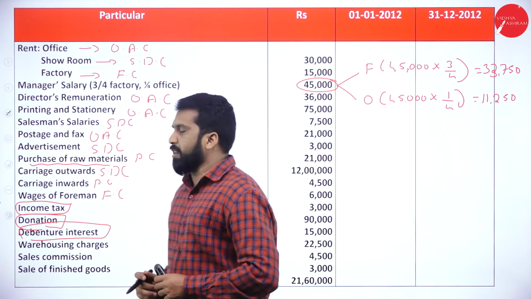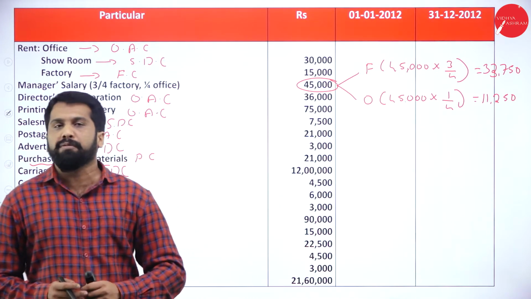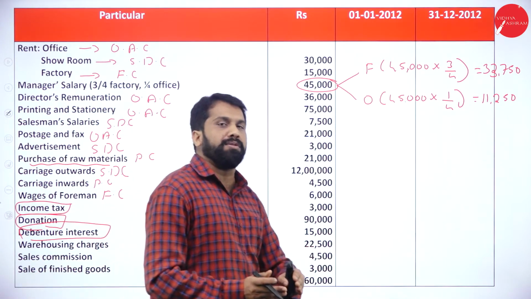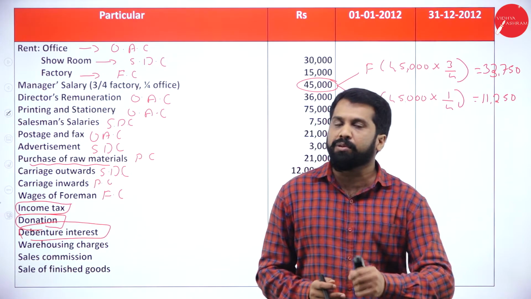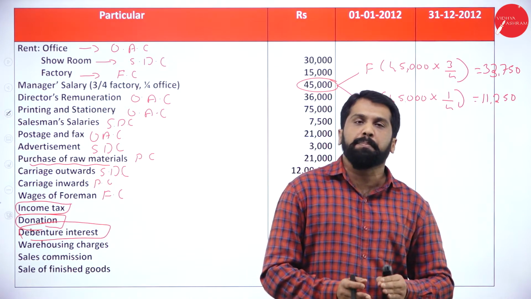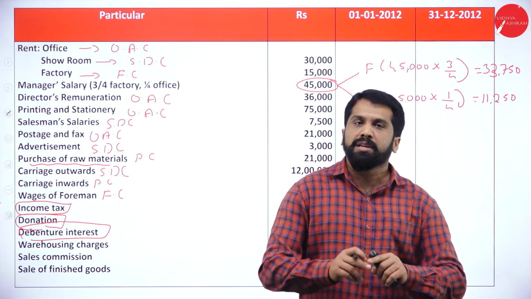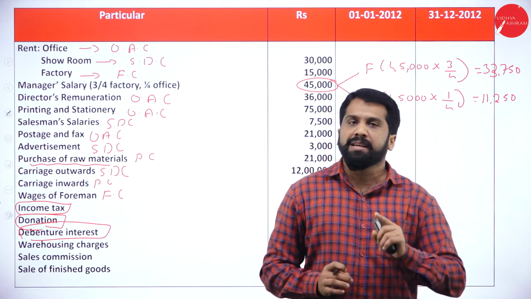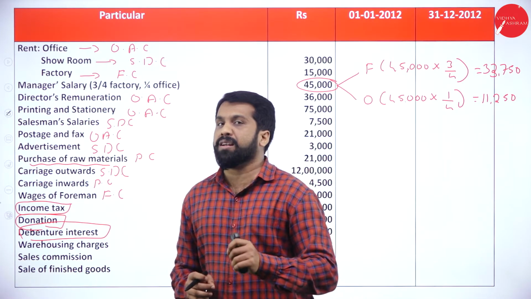Warehouse charges. What does warehouse mean? You have sold half of your goods. Still half of the goods are pending, yet to be sold. So what will you do? You will keep them in a godown, in one place. That place we call a warehouse.